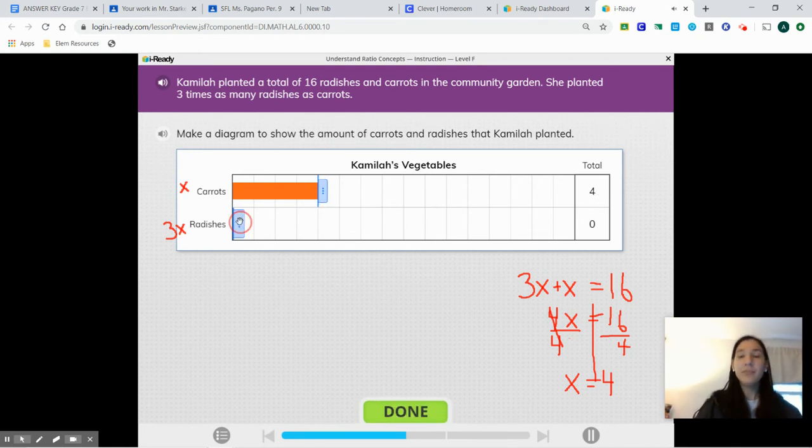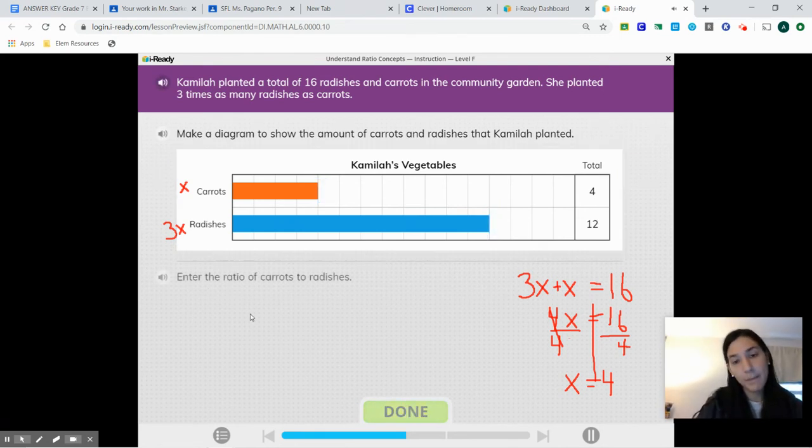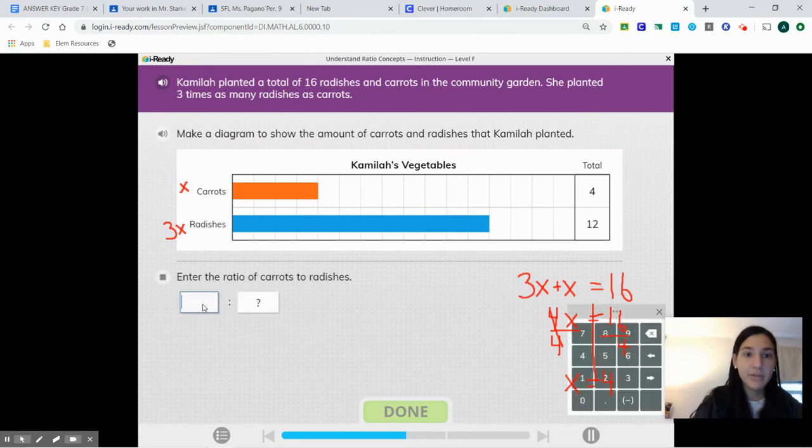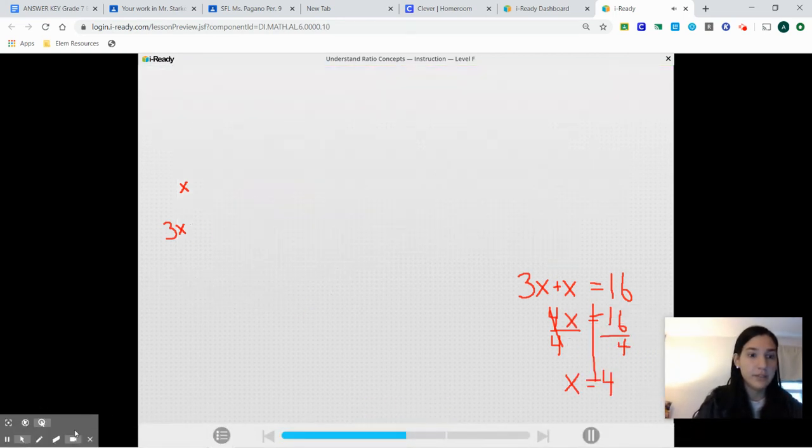And now to find the number of radishes, we have to do 3 times 4, which would be 12. So we're going to come all the way over here to 12. And we know that 4 plus 12 is 16, so we did it correctly. That's it. So the ratio of carrots to radishes, 4 to 12, and we're done. Next.